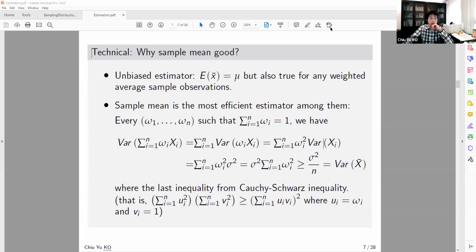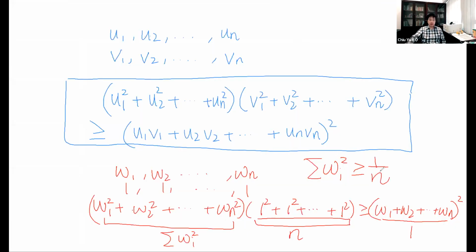Someone asked me why the right-hand side of the formula equals n over 1. Let me show you the screen. Are you asking why this is 1 over n? Oh, that is what we have just shown. By the Cauchy-Schwarz inequality, the sum is bigger than 1 over n. That is the whiteboard we've written here: the sum of this is bigger than 1 over n.